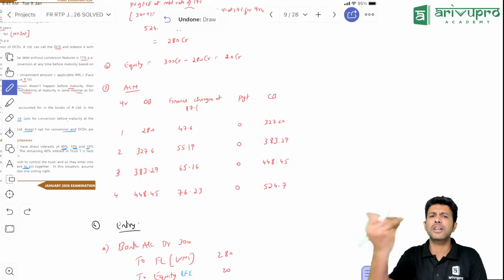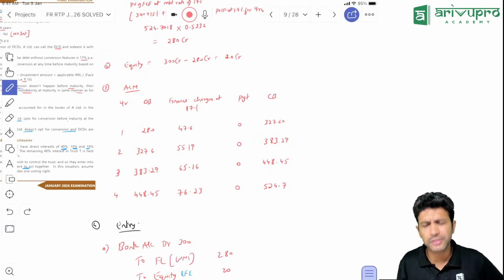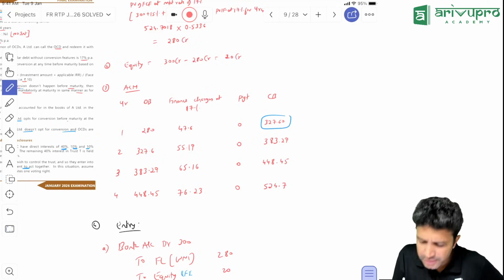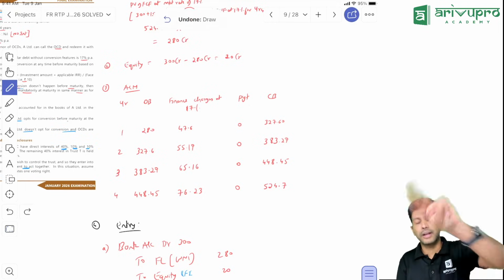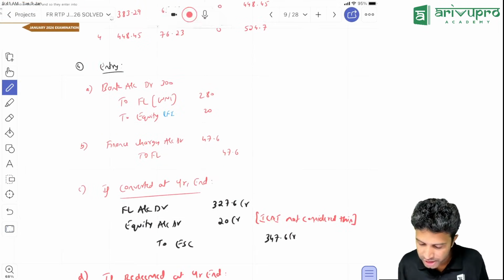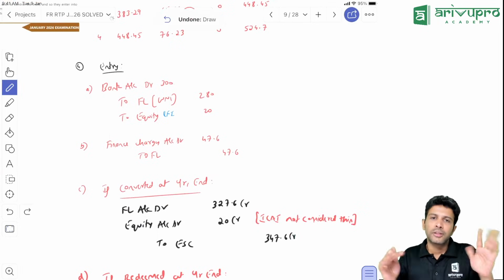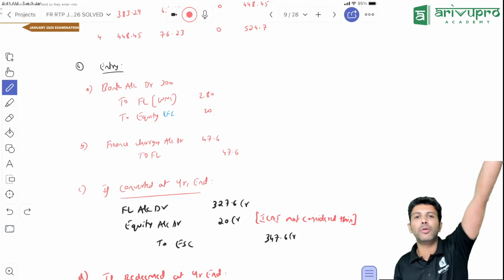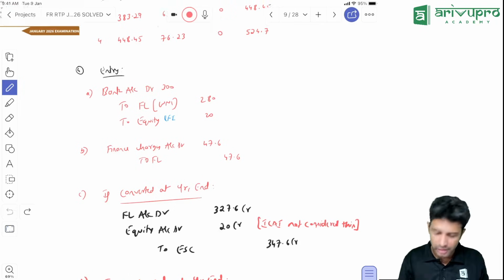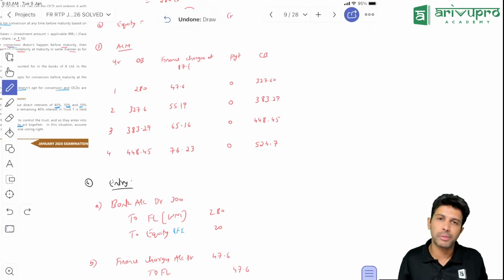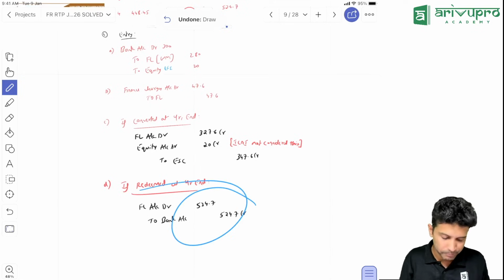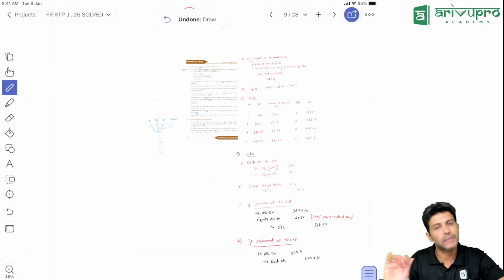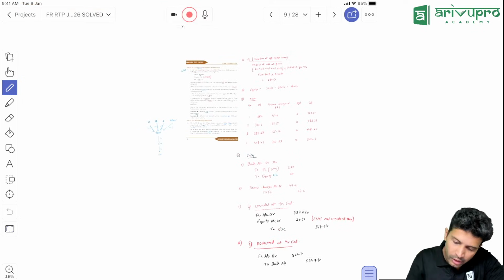Now they told us conversion happened in the first year. If conversion happened in the first year, whatever balance you have as financial liability in the first year, you will transfer it from financial liability to equity share capital. That's it. The second option is where conversion did not happen in the first year, but redemption happened in the 4th year. Redemption means repayment. If you are repaying the financial liability in the 4th year, the entry is financial liability to bank. The amortised cost table will give you the value. That's all. Okay. Fair enough.